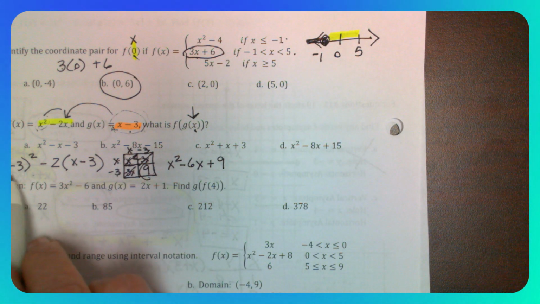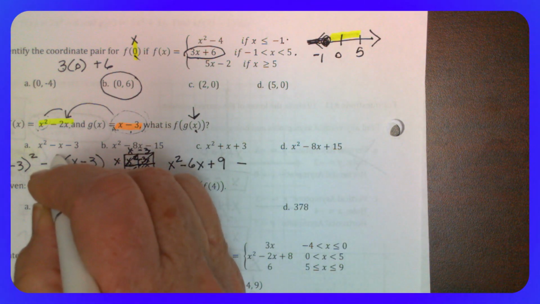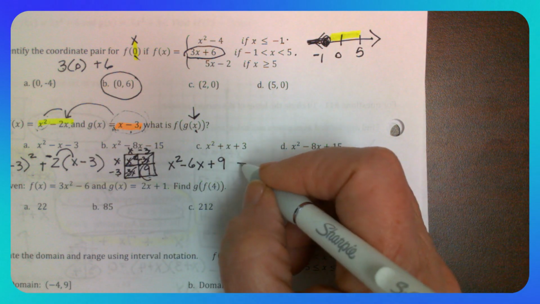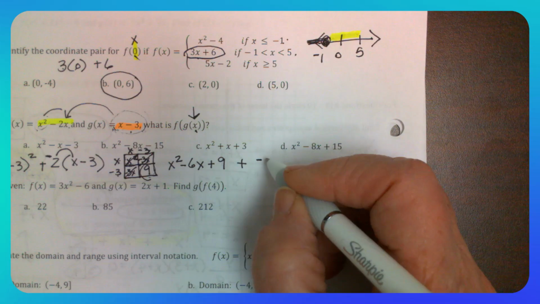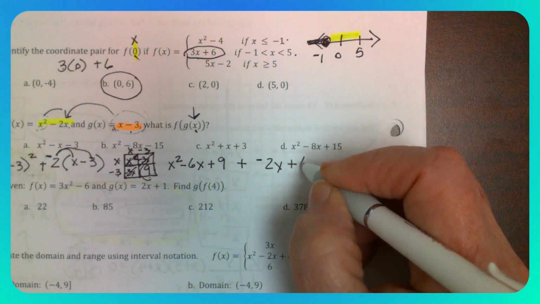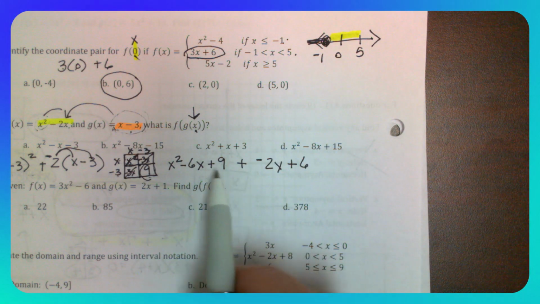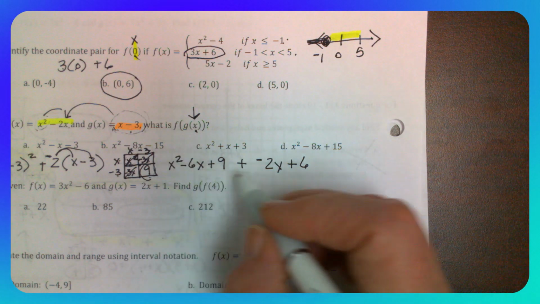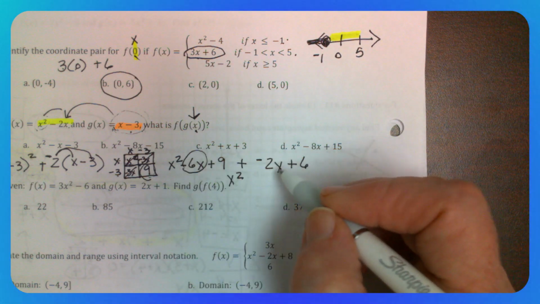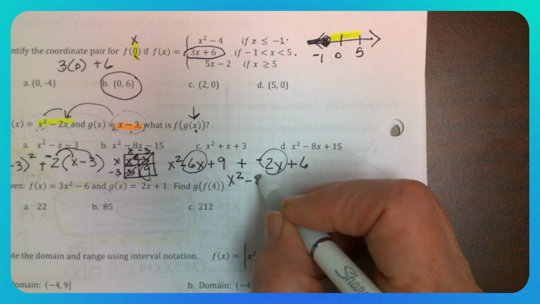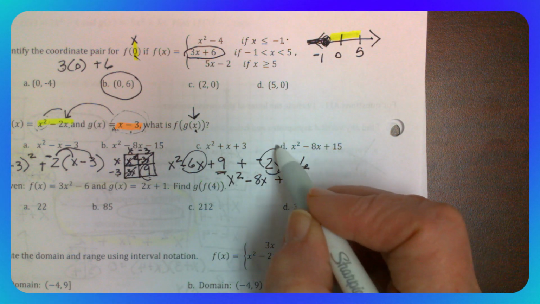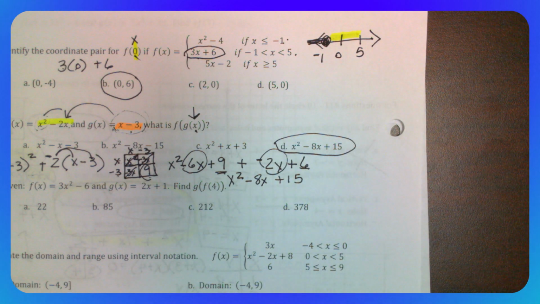Okay, so this is going to be that first part, and then we're going to subtract 2, or let me just change that to plus and negative. So that's going to be plus negative 2x, and then a negative times a negative is a positive, plus 6. So now let's combine like terms. I only have 1x squared, so I'm going to write x squared. I have negative 6x plus negative 2x is negative 8x. And then 9 plus 6 is 15. So it looks like we have a match with D.